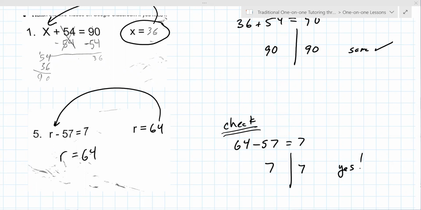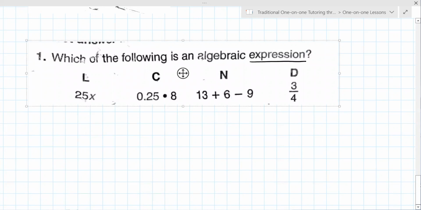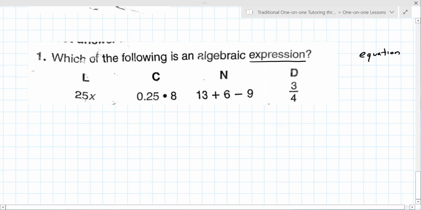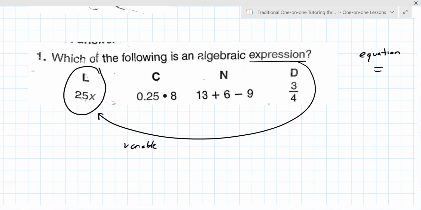Okay. All right. So first question here. Which of the following is an algebraic expression? So you have to be very, very careful that you don't confuse expression with equation. An equation always has an equal sign. Now, what you are also required for an expression is some sort of variable. So that's pretty straightforward.